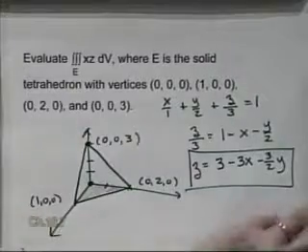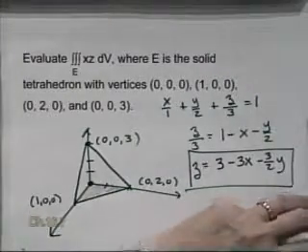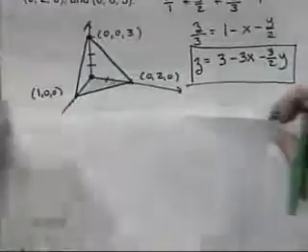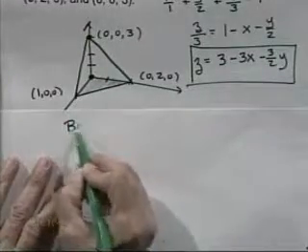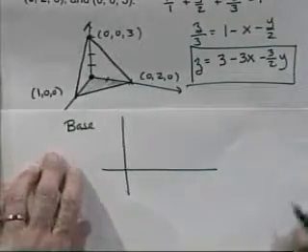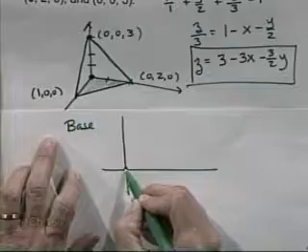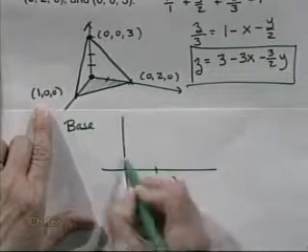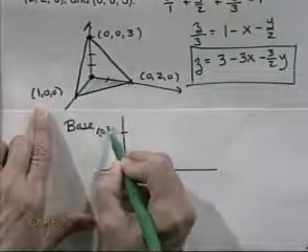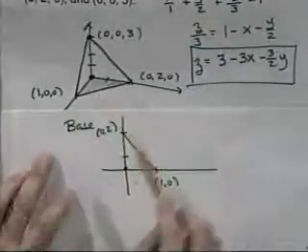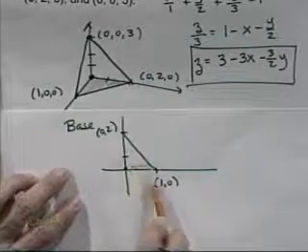Now before I set up my integral, I'd like to draw my base. And I ran out of space here, so I think I'll do it elsewhere. Okay, and what does my base look like? Let's just get points that are on the base. We have the origin, we have 1, 0, 0, and we have 0, 2, 0, and it looks like this. That base looks like this.